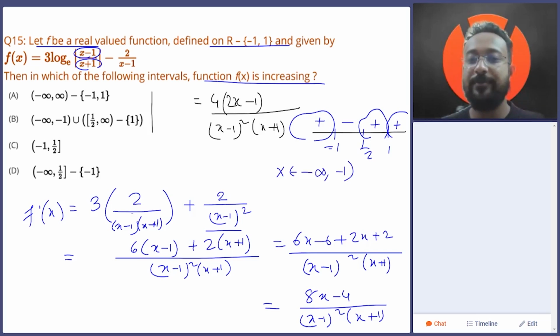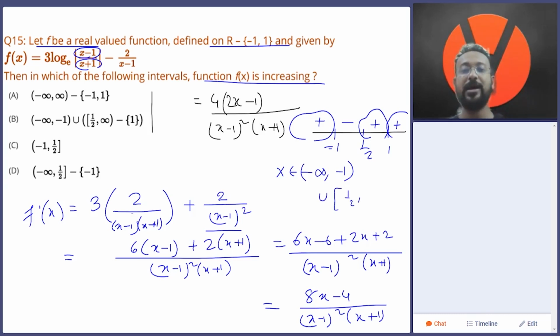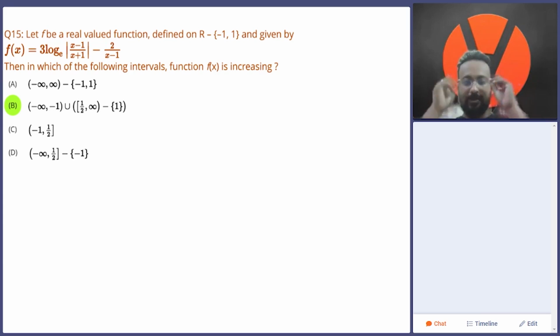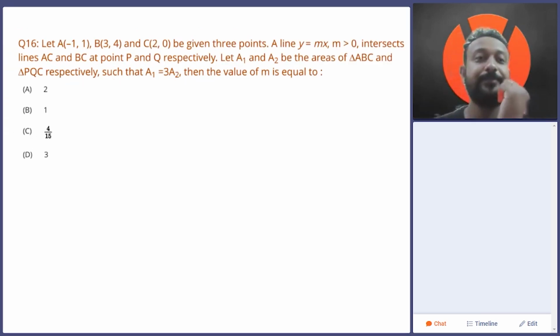Minus 1 obviously open. Union, beta, how much? Is half possible? Answer is yes. So half we can take closed. So half to infinity we can take, minus the discrete set 1. Yes, I think B is the correct answer. Yes, beta. Okay, so let's move ahead.